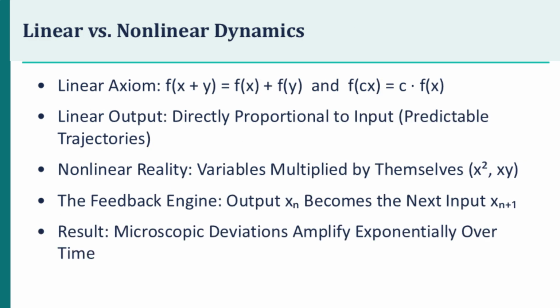To understand chaos, we must first contrast it with classic linear and predictable dynamics. In classical Newtonian physics, systems are often linear or neatly solvable. A linear system satisfies the principles of superposition and homogeneity. Mathematically, if an input x produces an output f of x, then doubling the input to 2 times x results in exactly twice the output, written as 2 times f of x.